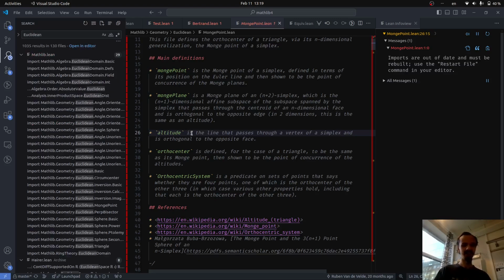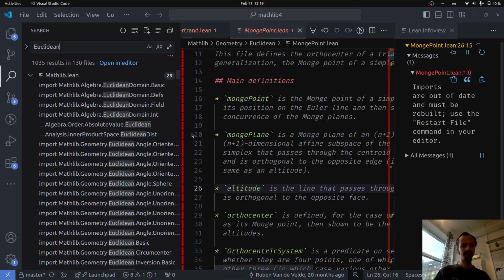Can you make the font a bit bigger? Thanks.